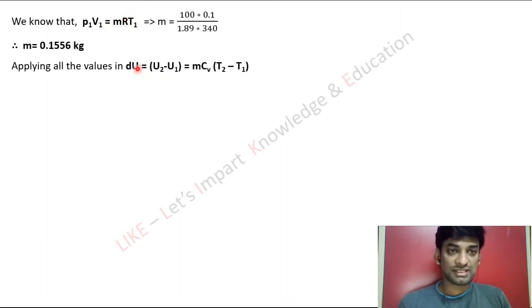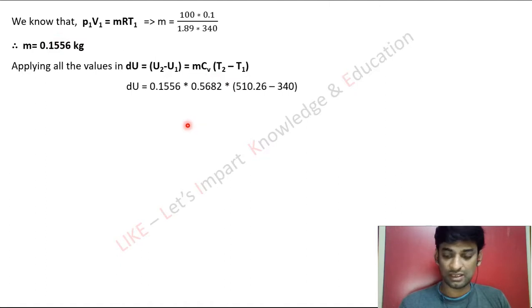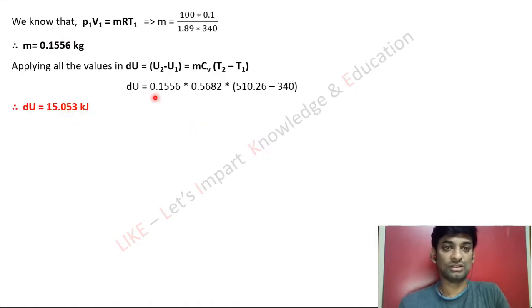You know change in internal energy is equal to M Cv delta T. So using this mass, now we can calculate du is equal to 15.053 kilojoule. So to determine du only, we have calculated M. To calculate M, we have determined R. So from this you can calculate du is equal to 15.053 kilojoule.